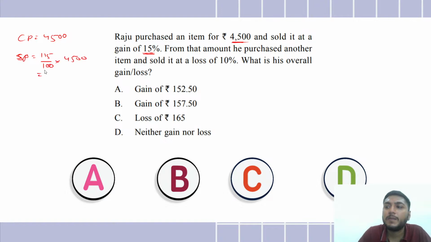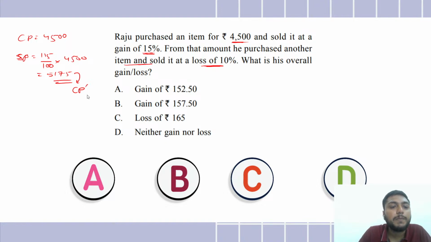And then we can get the CP. We can get the CP as 5175, right, students? And from this amount, he purchased another item and sold it at a loss of 10%. Purchased another item. So now this would become our new cost price, right? So now he sold it at a loss of 10%.